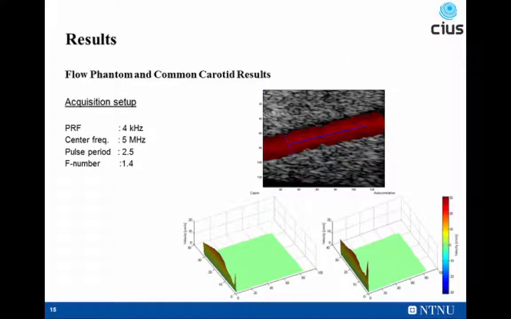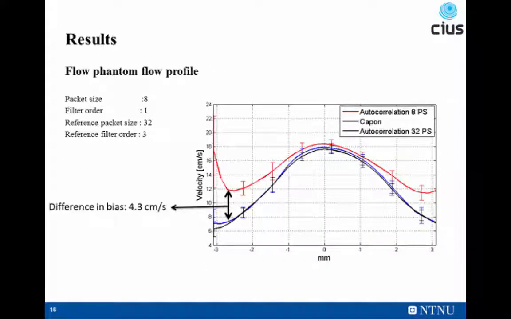We also did some flow phantom and in vivo acquisition. Here is the acquisition setup, and we calculated the flow profiles along these lines in the common carotid of a healthy volunteer, and also in the tube, which is the flow phantom. It has a 6 millimeter diameter, and here is the result for the flow phantom experiment.